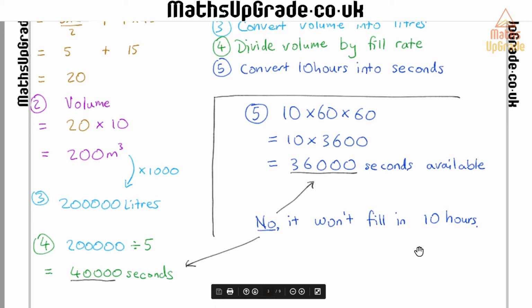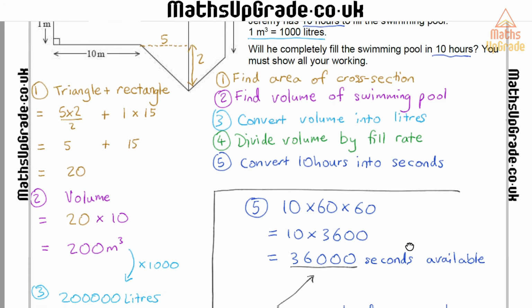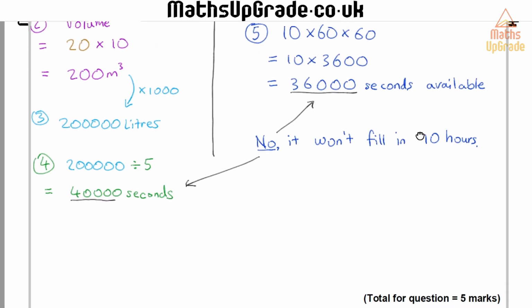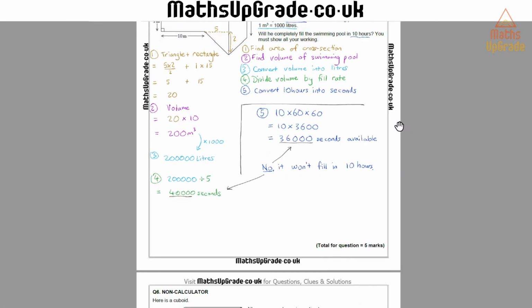You don't need to say how much more time he needs, since it just says whether you can fill it or not, and that's the only reasoning you need. If you get all that question, you get all the working out as well, then that question is worth 5 marks.